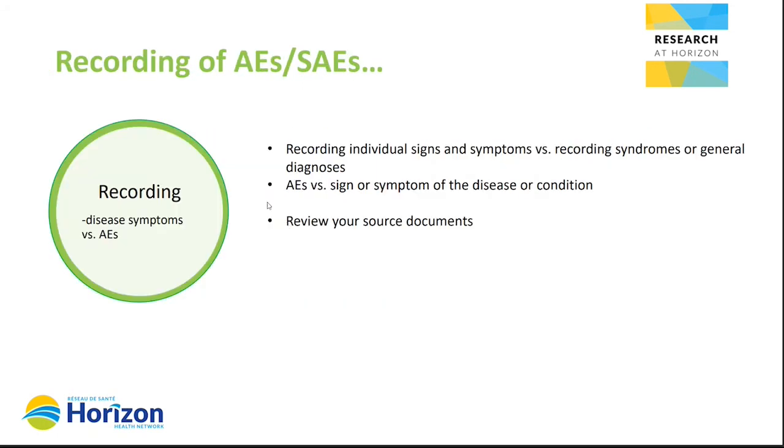AEs should be recorded from the time a research patient is consented to participate in the study and until the final study visit, unless otherwise defined in the study protocol. It is often unclear whether individual signs and symptoms should be recorded instead of grouping them into syndromes or general diagnosis. So, for example, if a patient has a cold, should coughing and fever be recorded as a separate entity or should the experience be recorded as a cold?